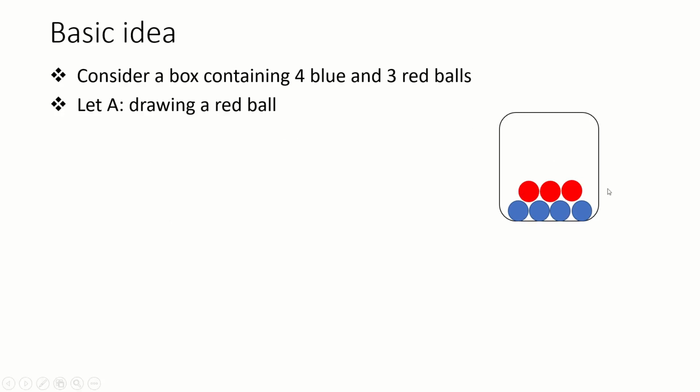So how many red balls are there? There are 3 red balls and the total number of balls in the box is 7. So the probability of A will be 3 by 7.